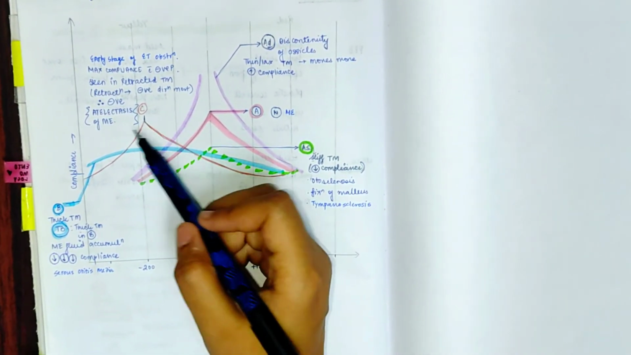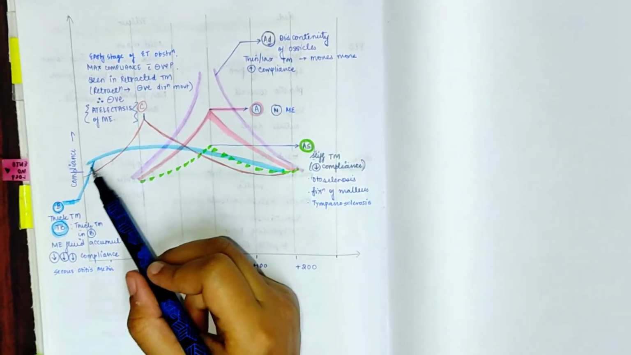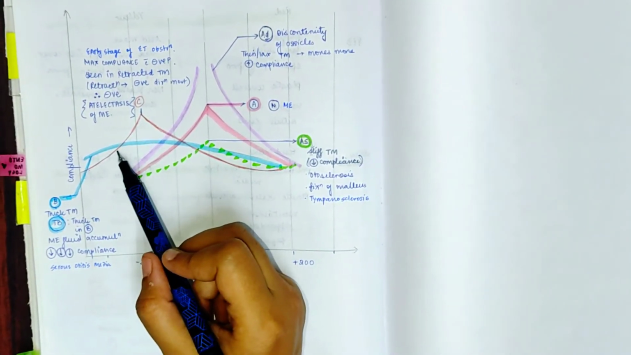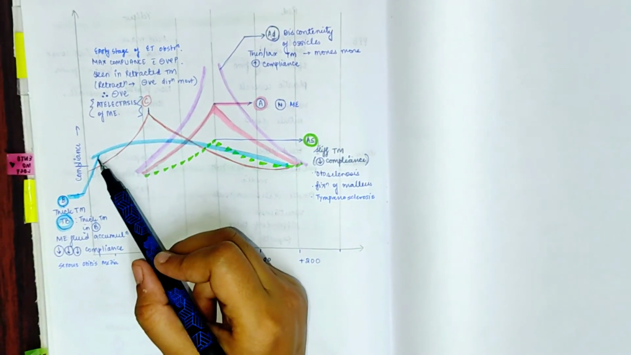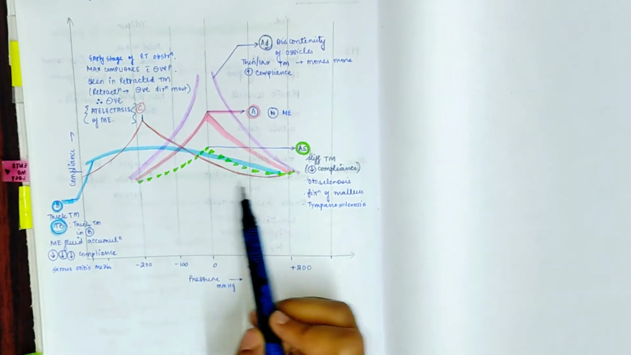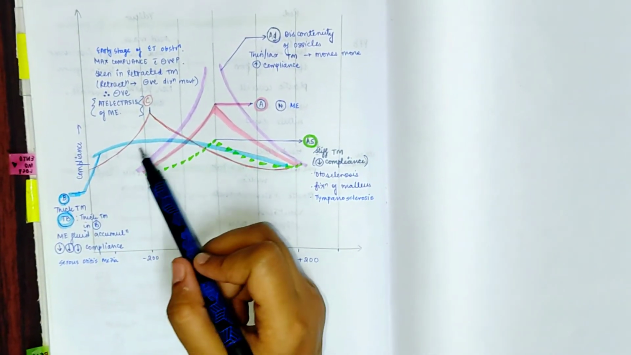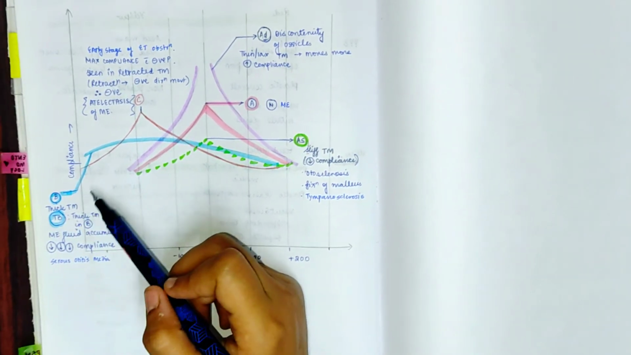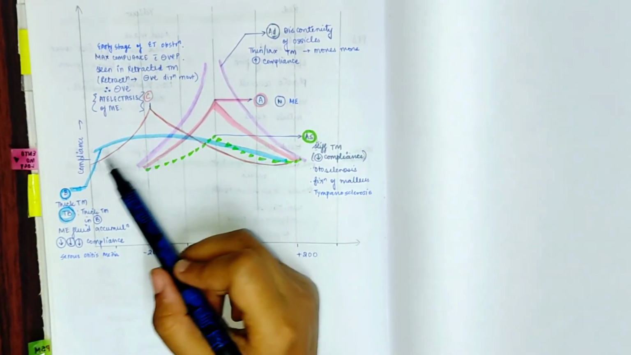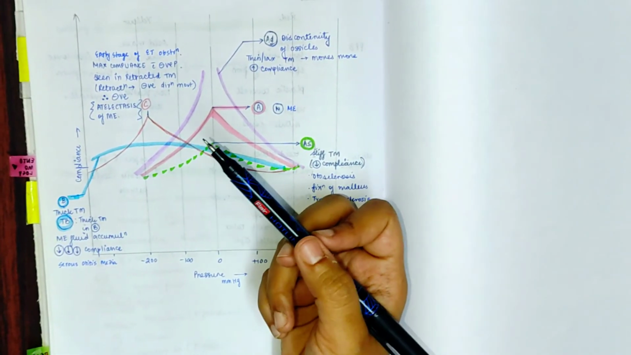So this is C. Moving on to B, here as you all can see there is no peak. The compliance never really peaks and it is more or less the same even if we vary the pressure from negative 200 to positive 200, but there is no specific peak. This is seen when the tympanic membrane is thick. When it is thick, the pressure changes are not directly shown by the compliance.